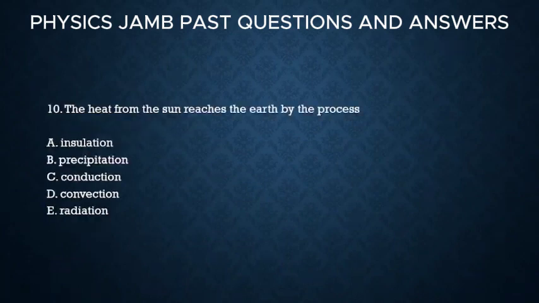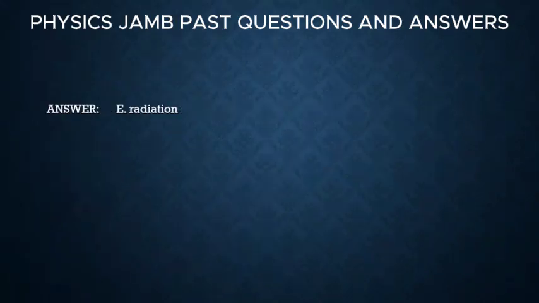Question number 10. The heat from the sun reaches the earth by the process. A. Insulation, B. Precipitation, C. Conduction, D. Convection, E. Radiation. The answer is E, which is radiation.